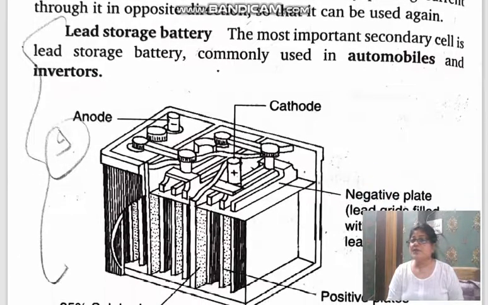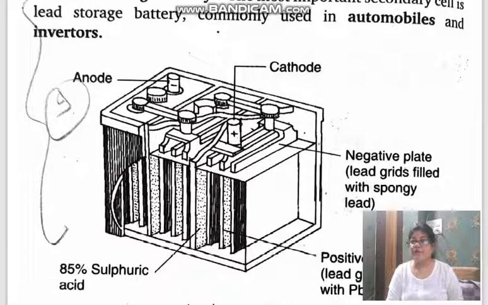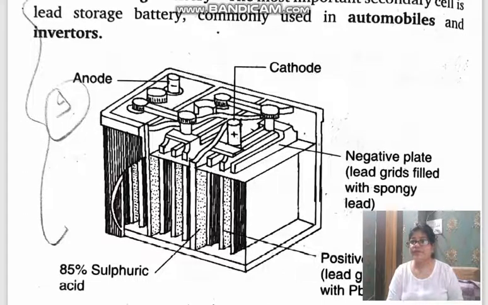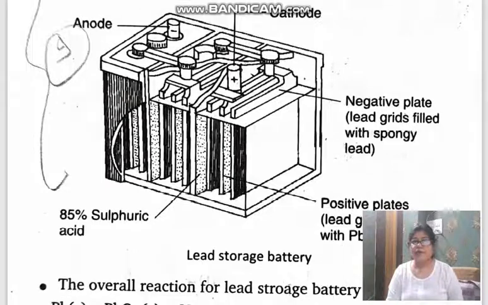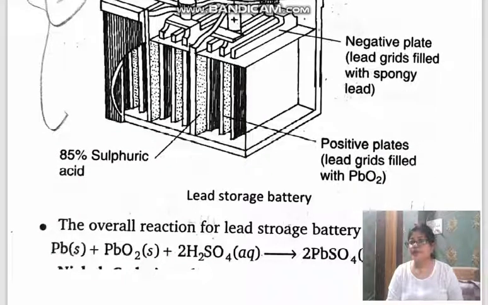And this is generally used in the automobiles, in the inverters which we have at the home. You can see its picture. There are the caps from where we simply fill the distilled water, and these act as an anode. And here this acts as a cathode. Now there are the grids, and in these we fill the sulfuric acid. Clear? They are the lead grids filled with lead oxide.